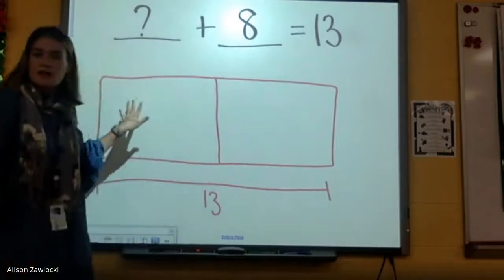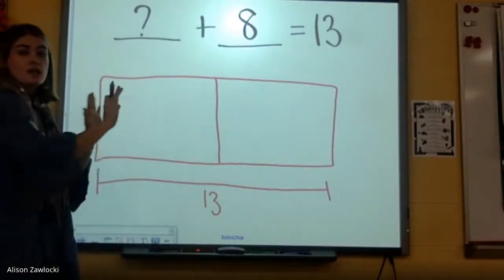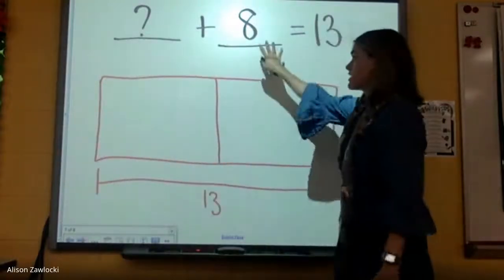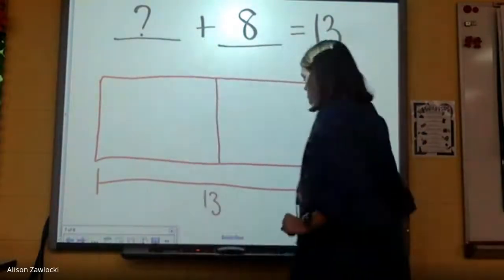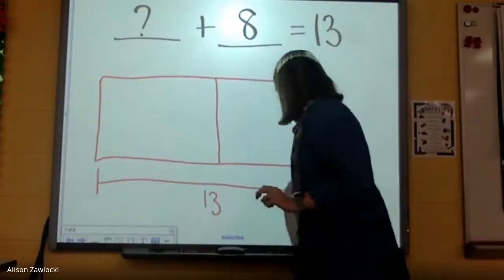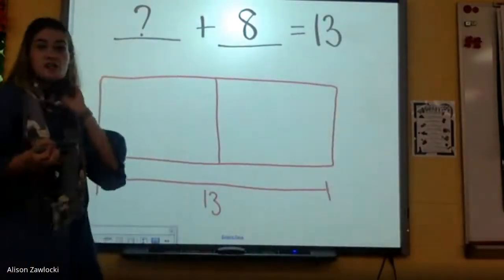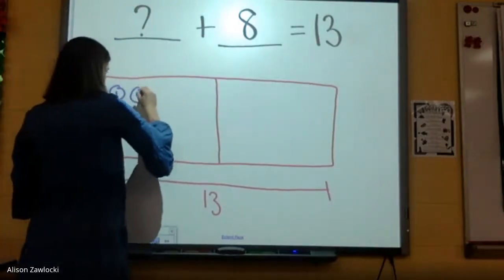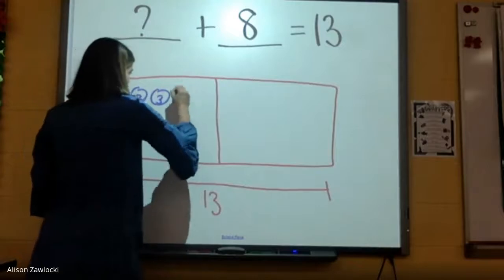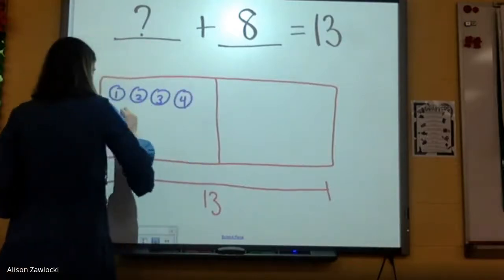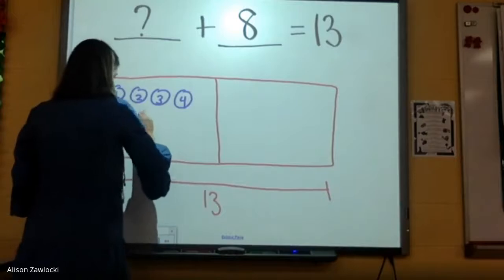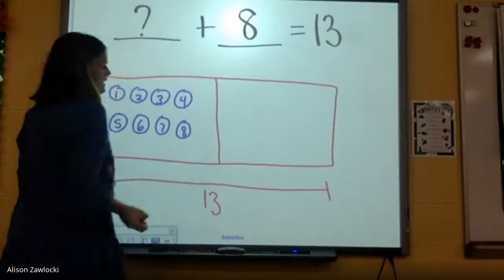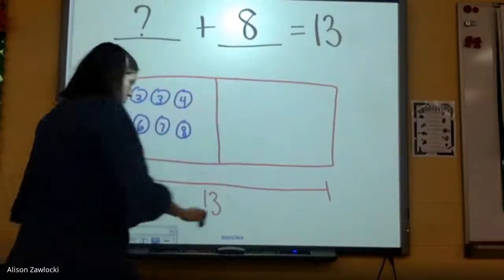Now this time I'm going to start on this side. It does not matter what side you start on. If you prefer to visually start on this side to keep track of your parts, that is totally okay. All right, so I am going to start by drawing 8 counters. 1, 2, 3, 4, 5, 6, 7, 8. Okay, now I need to continue on until I get to 13.